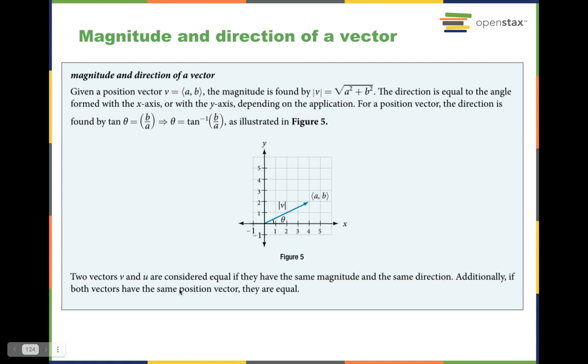Okay. So two vectors are considered equal if they have the same magnitude and the same direction. Or another way to think about that is if they both have the same position vector. It doesn't matter where they are on the plane, it just matters if they have the same magnitude and direction.